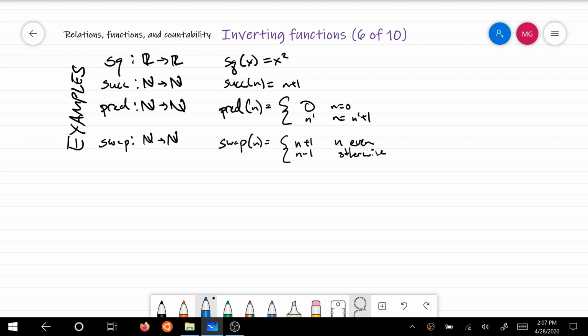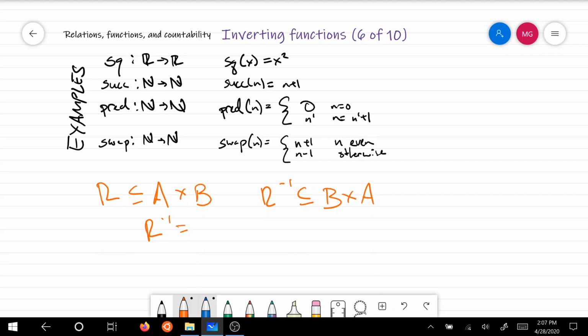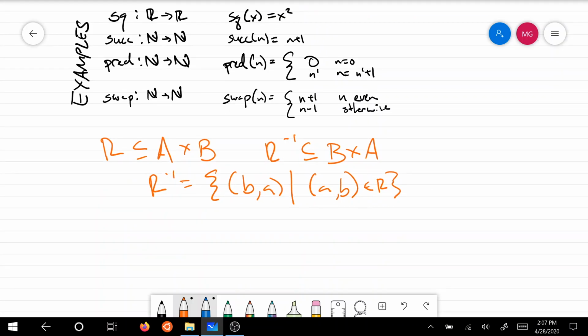Okay, so what we're going to do today is talk about inverting functions. So we've already seen an operation on relations, right? If R is a relation from A to B, then R inverse is a relation from B to A, defined as R inverse is the set of (b, a) if (a, b) is in R. So that's with set builder notation. We might also say that b R inverse a if and only if a R b. So it's just really swapping the positions.